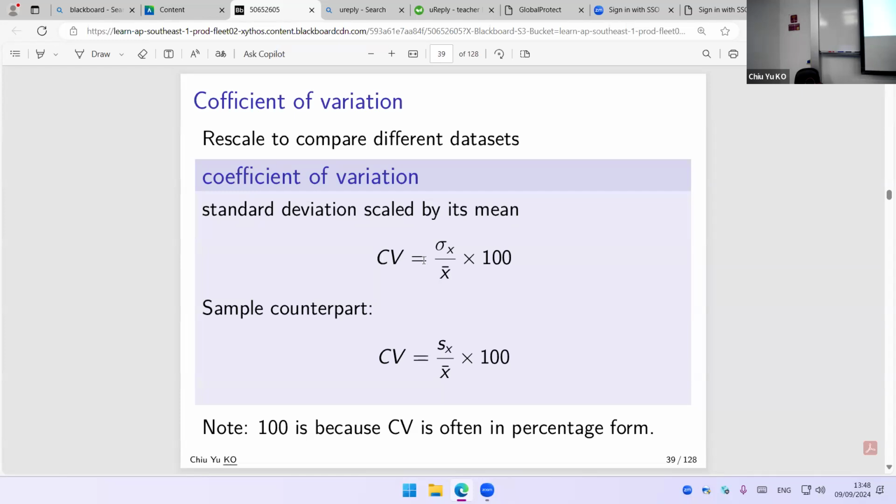So that is the idea behind why you would want to use the CV, because there is no more unit. Standard deviation has the same measurement unit as the data, and the mean also has the same measurement unit. So that's why the CV has no unit at all. No matter how you measure the data, in inches, centimeters, or meters, it is the same thing. So that is to compare across data sets.